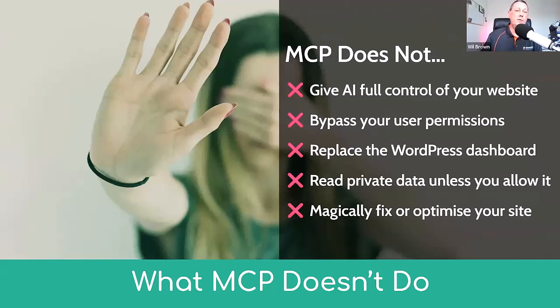MCP does not bypass user permissions. So if your WordPress user cannot do something, the AI can't do it either. WordPress is still going to check everything. You're going to be allowed to assign abilities to a user or to specific roles as well. So you're still going to get that WordPress security. MCP doesn't unlock any new superpowers. It just gives a clear path to using the powers that it already has.